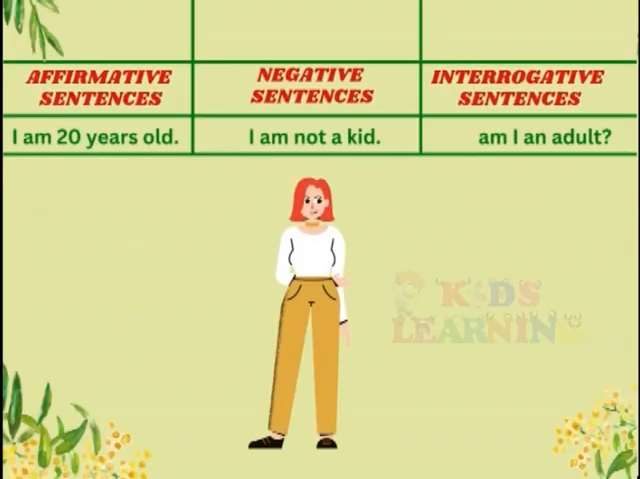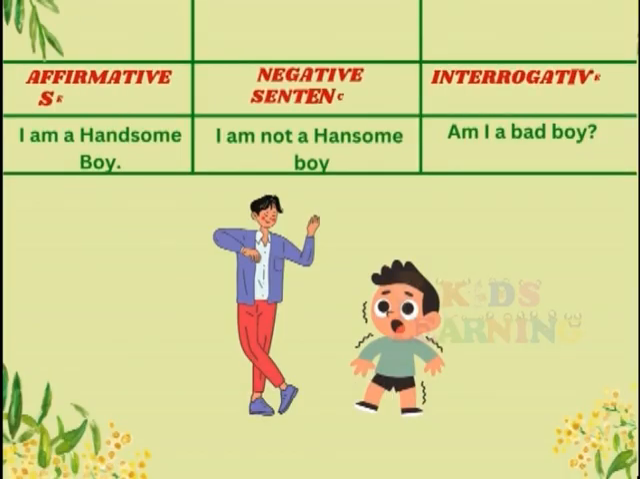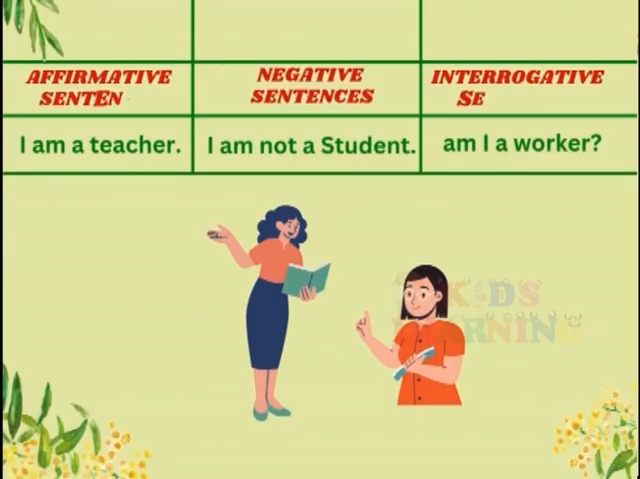I am 20 years old. I am not a kid. Am I an adult? I am a handsome boy. I am not a handsome boy. Am I a bad boy? I am a teacher. I am not a student. Am I a worker?